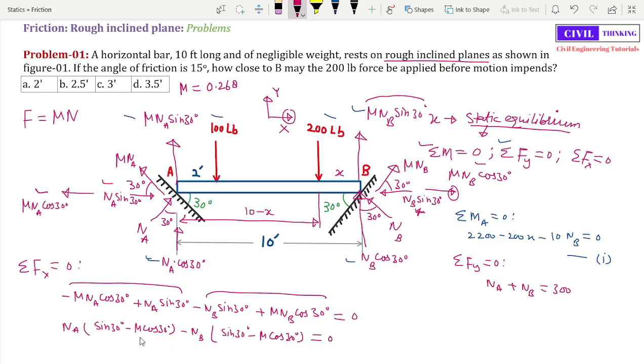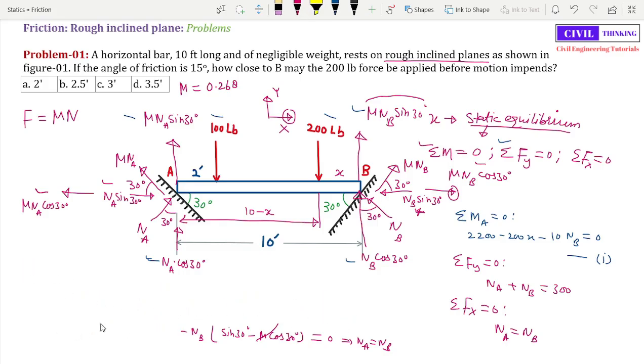Now sine 30 minus mu cos 30 and sine 30 minus mu cos 30, it is equal to 0, so they will cancel out each other. So Na minus Nb is 0. This will give us Na is equal to Nb. So summation of forces about x-axis equal to 0 gives us Na is equal to Nb. So let me erase all of this first.